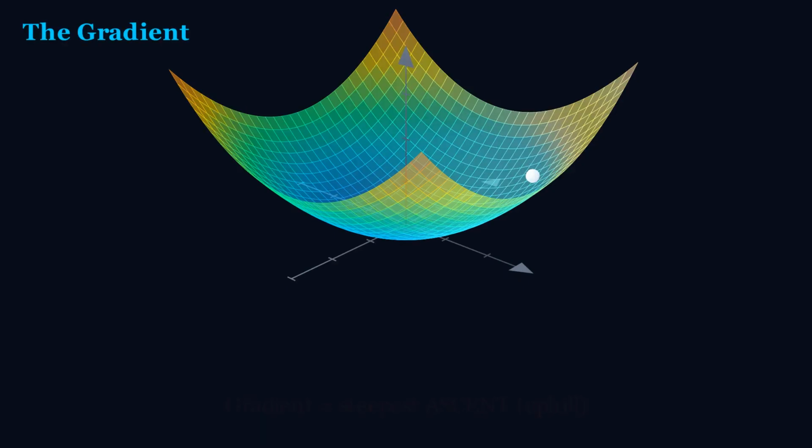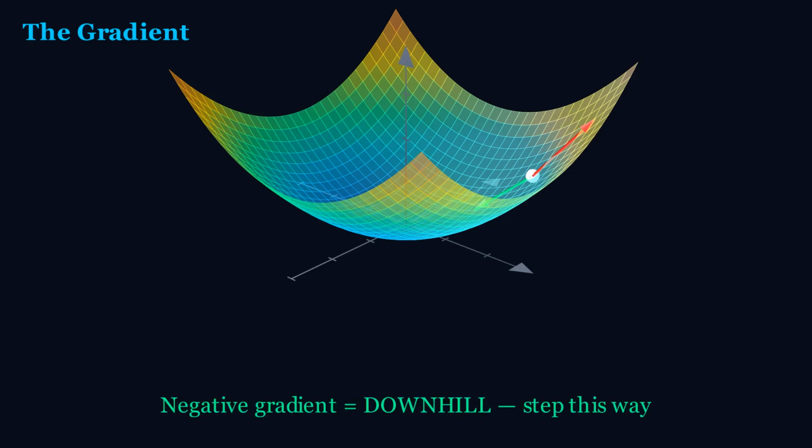At any point on the surface, the gradient is the direction of steepest ascent, the way straight uphill. It's a vector built from the partial derivatives of the loss with respect to each weight. If the gradient points uphill, then its negative points downhill. That is the key insight. To reduce the loss, we take a step in the direction of the negative gradient, shown here in green.